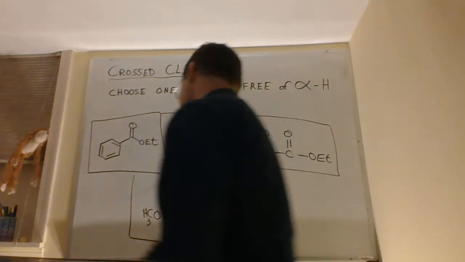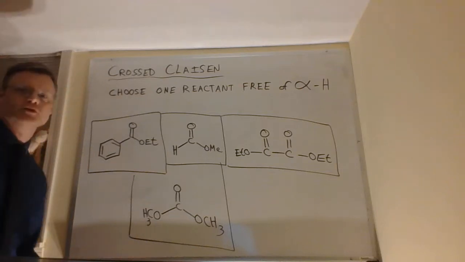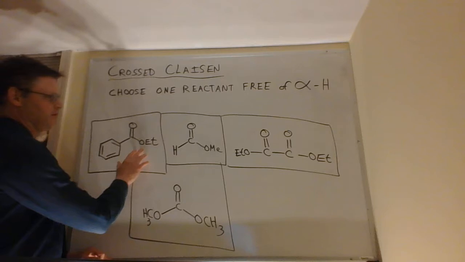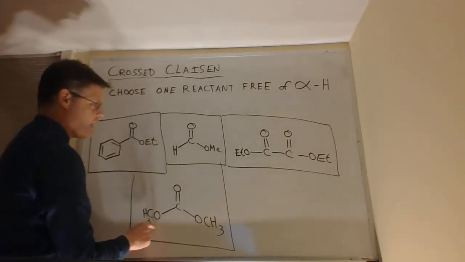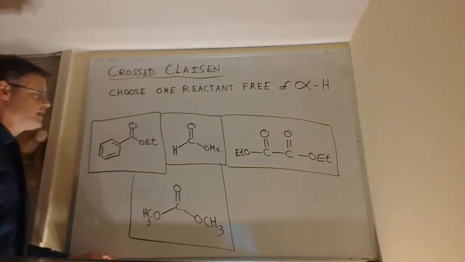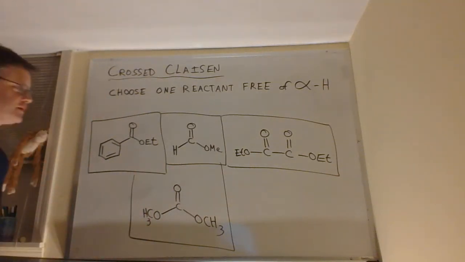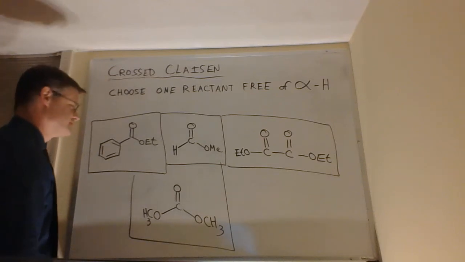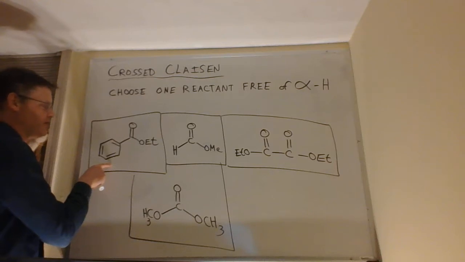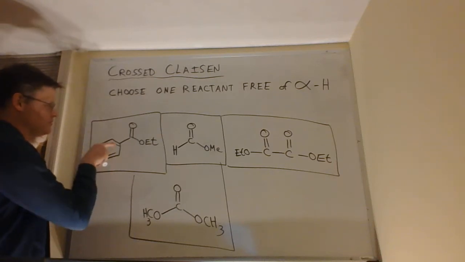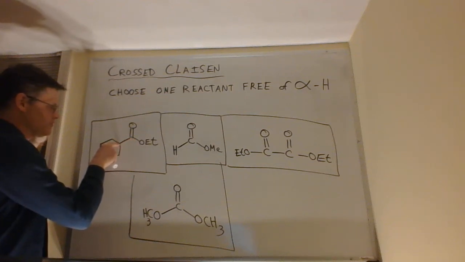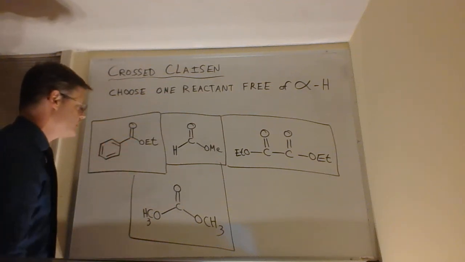Okay, so here are some of the usual suspects. You may notice I've done a mixture of ethyl and methyl esters, and that's because that's usually what we use in reactions in Orgo 2 involving Claisen condensation. So we could have ethyl benzoate. Note there's no alpha hydrogen at our alpha position. We've got an alpha carbon, but there's no hydrogen on it.